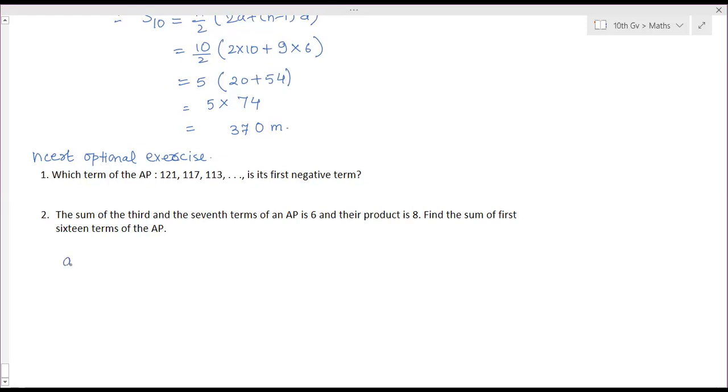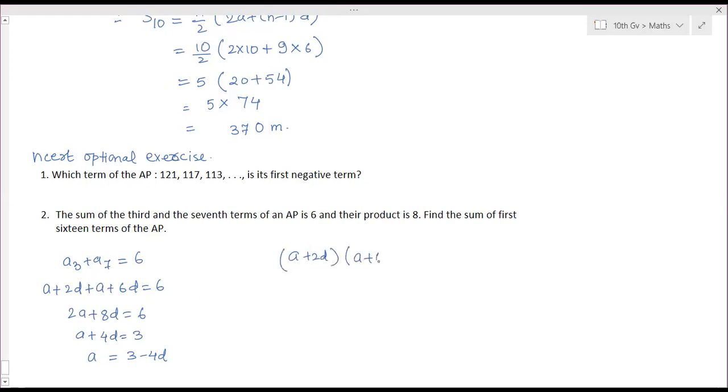Sum of third term and seventh term is 6. Third term is a plus 2d, seventh term is a plus 6d, equal to 6. 2a plus 8d is equal to 6. a plus 4d is equal to 3. So a is equal to 3 minus 4d. Now their product, a plus 2d into a plus 6d, is equal to 8. Don't directly multiply. Substitute the value of a here.